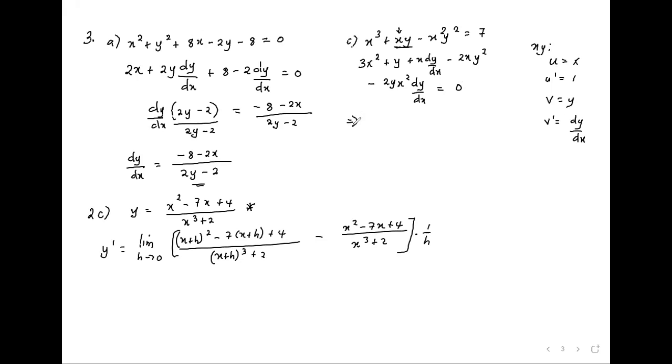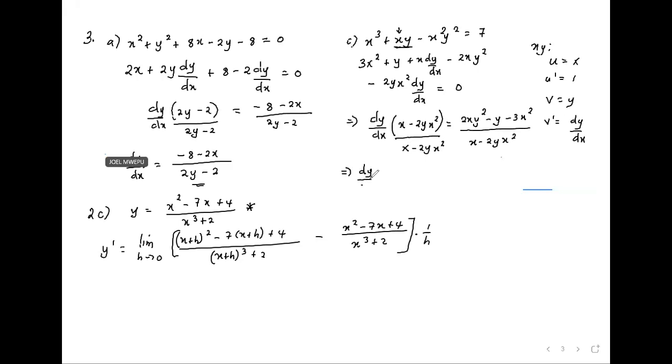Then you factor out dy/dx and remain with x minus 2y x squared, equal to 2x y squared minus y minus 3x squared, and divide by x minus 2y x squared, so that dy/dx is equal to 2x y squared minus y minus 3x squared over x minus 2y x squared.